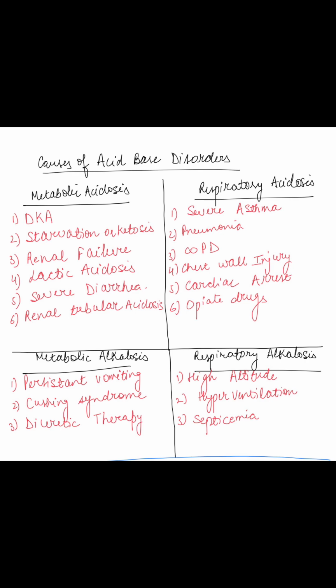So first is hypoxia occurring at high altitudes. Then there is hyperventilation resulting from hysteria and anxiety. Then there is overdose of artificial ventilation. Other causes: septicemia.